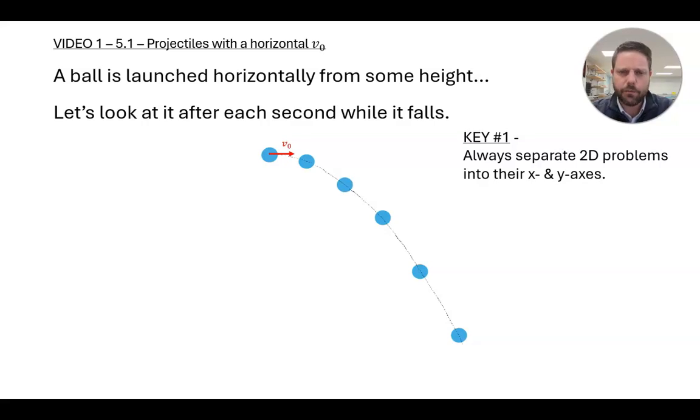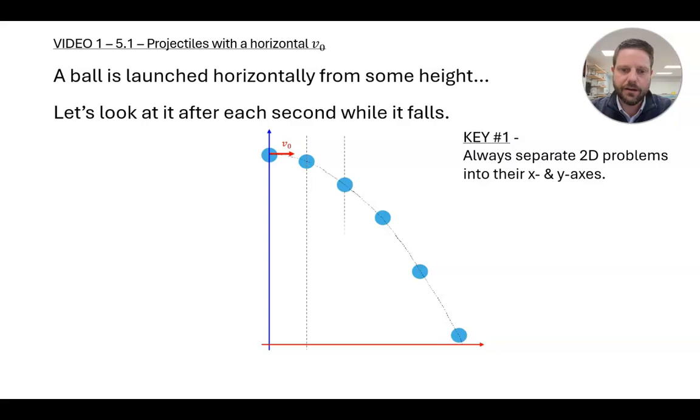When we analyze this problem, we want to use equations and graph it. What we're going to want to do is use key number one here, which is we're always going to look at it as two separate simultaneous problems. So for example, the x-axis and the y-axis are two separate problems. We're going to have a blue vertical problem showing its fall, and a red horizontal problem showing its motion to the right.